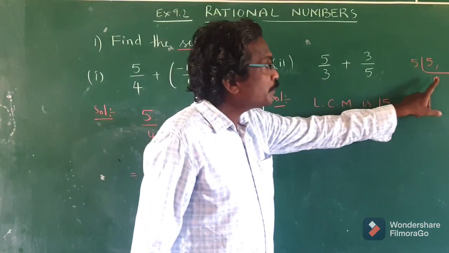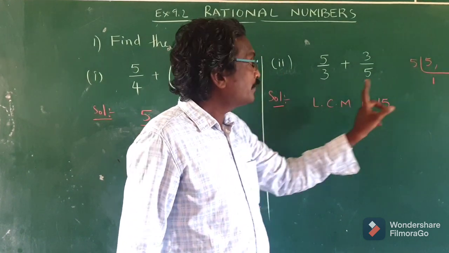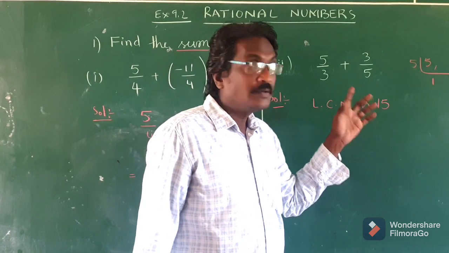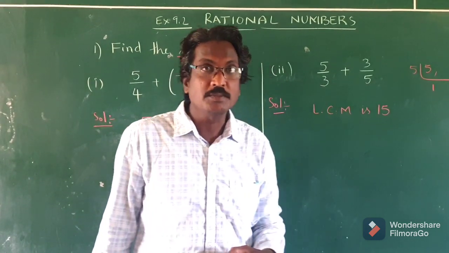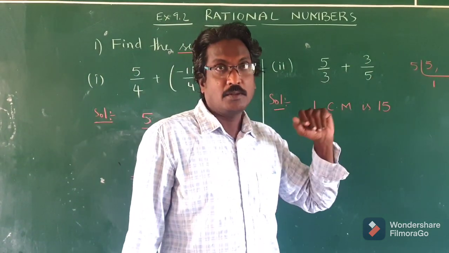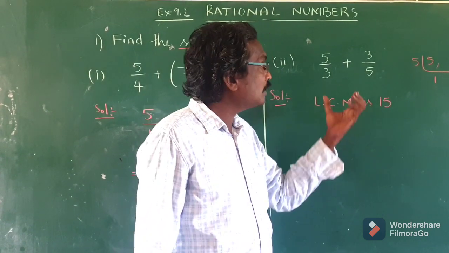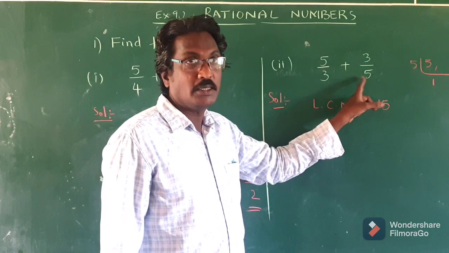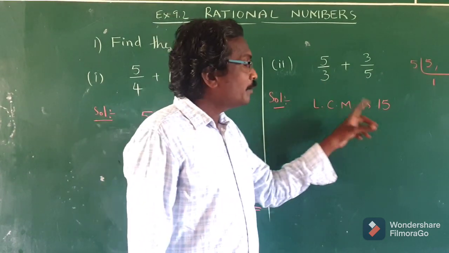Okay. If a table is possible, find the LCM. If a table is not possible, in other words, if the two given numbers are co-prime, then we have to multiply. Okay. That is the point I am explaining to you: there is no common table in 3 and 5. So multiply.